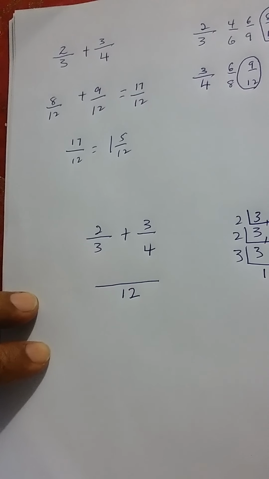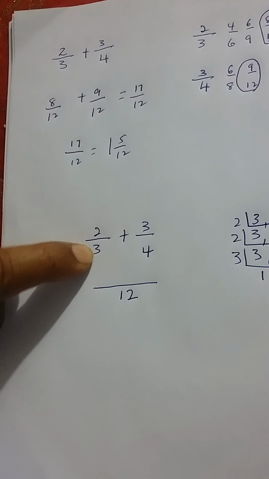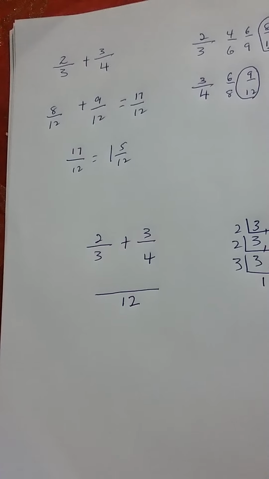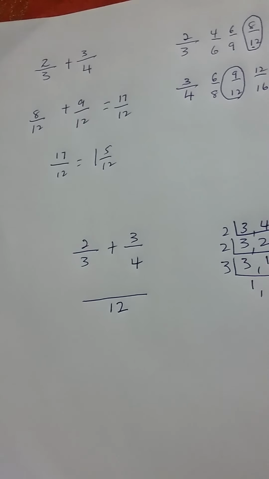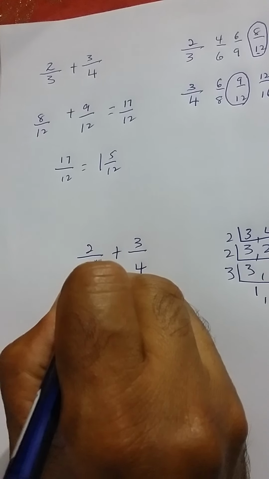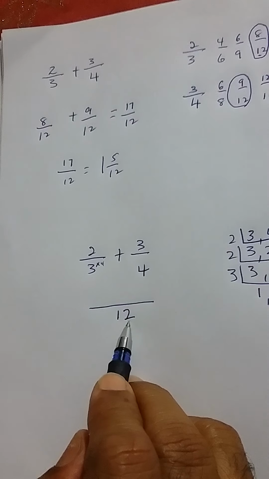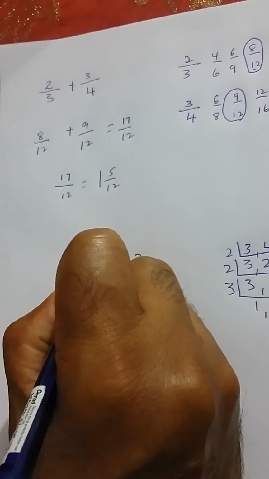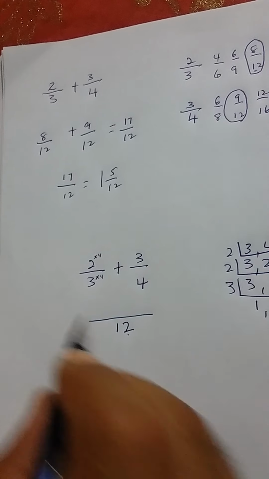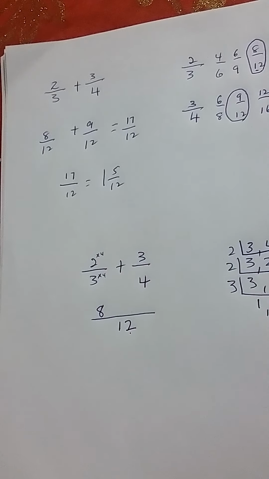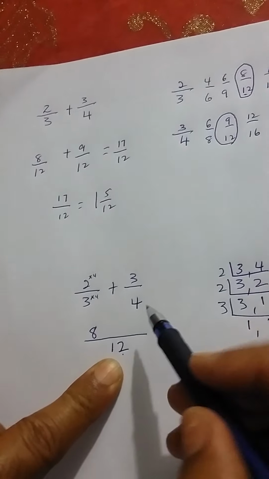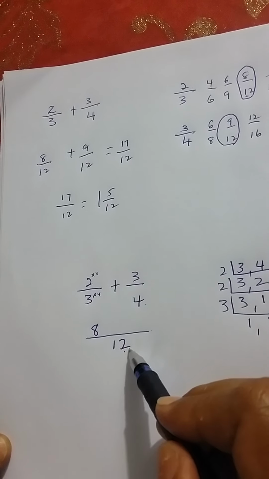Okay? And we look at it. We say 3 times something would give us 12. 3 times what would give you 12? 3 times 4. 3 4s are 12. So we say 2 times 4 would give us 8. So we get 8/12. And okay, 4 times what will give us 12?